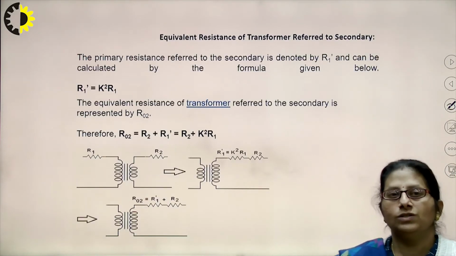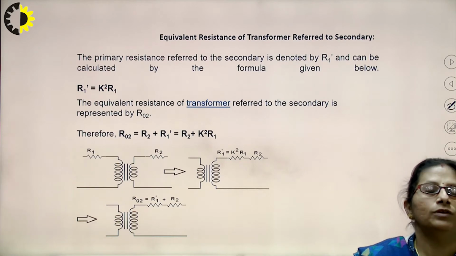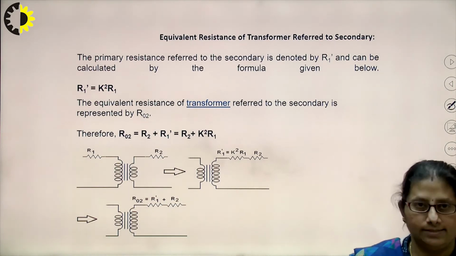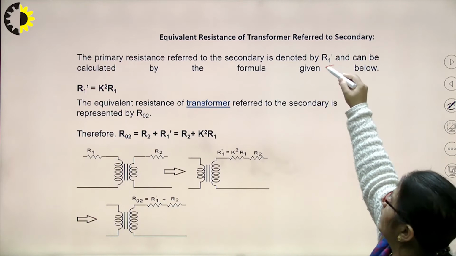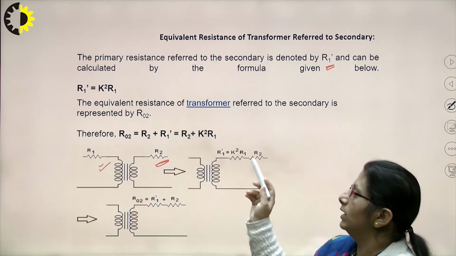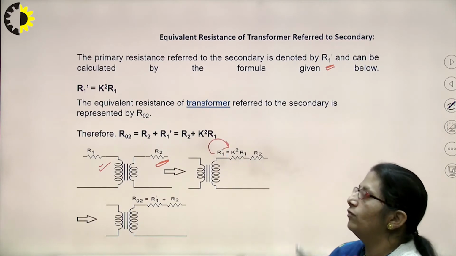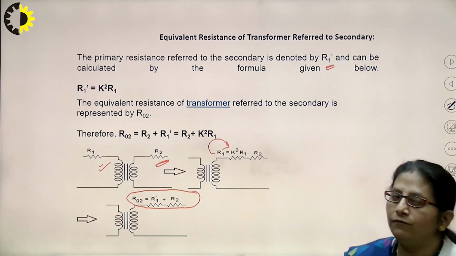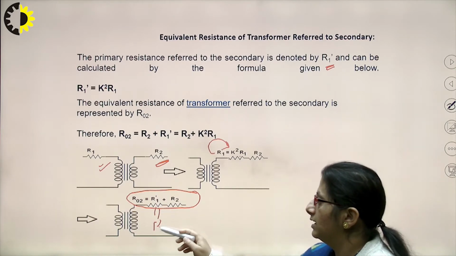Moving on to the equivalent resistance of the transformer referred to the secondary. The complete resistance of the transformer can be referred to the secondary side. The primary resistance referred to the secondary is denoted by R1 dash, and R2 is as it is. R1 needs to be transformed towards the secondary side, and its value becomes R1 dash, that is K square times R1. So the total equivalent resistance referred to secondary is R1 dash plus R2, where R1 dash is K square R1.